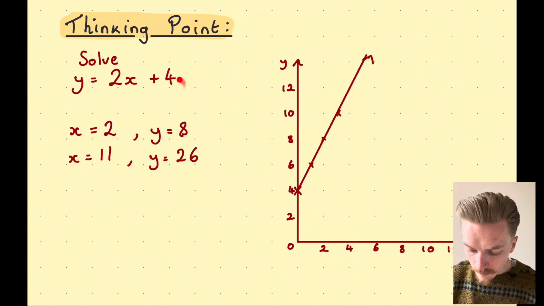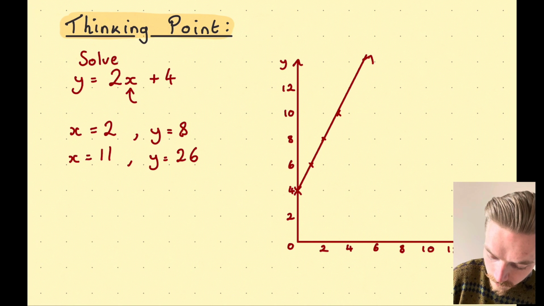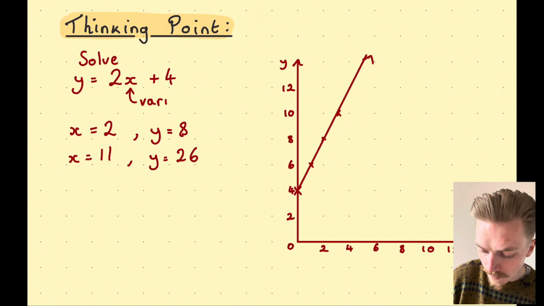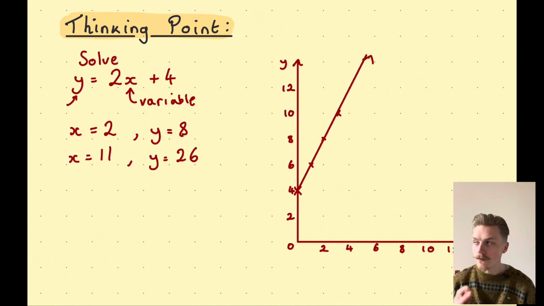So if we've got an equation like this, where we've got two variables, so one variable is my x, the other variable is my y. So I've got two variables, that means I can't solve it by itself. I can't find one solution for x and for y.